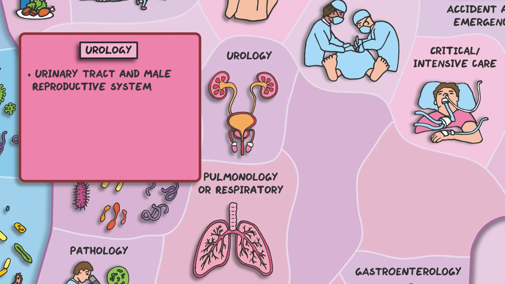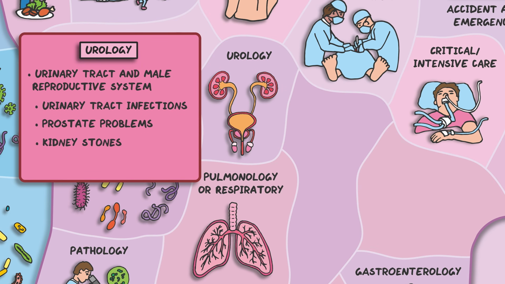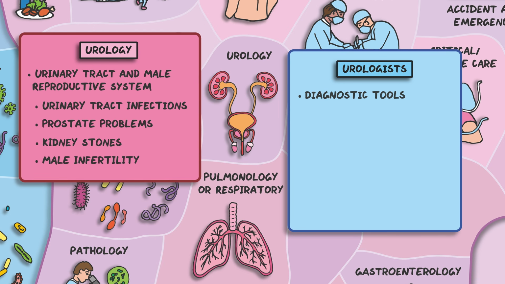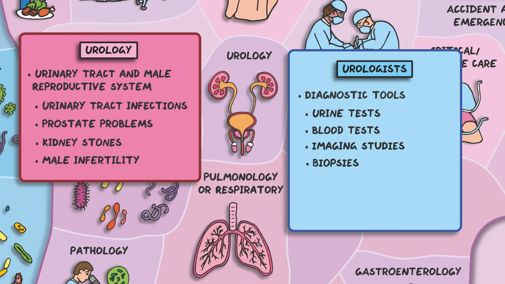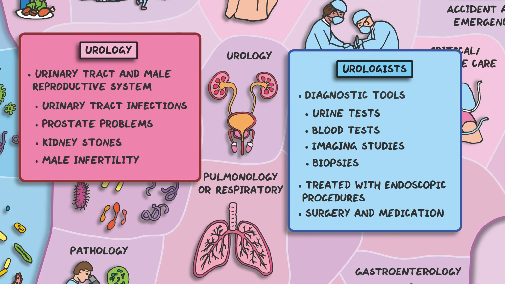Urology deals with the urinary tract and the male reproductive system, diagnosing and treating conditions such as urinary tract infections, prostate problems, kidney stones, and male infertility. Urologists use diagnostic tools including urine tests, blood tests, imaging studies, and biopsies to evaluate and diagnose urologic conditions, and endoscopic procedures are a common method used in treatment.